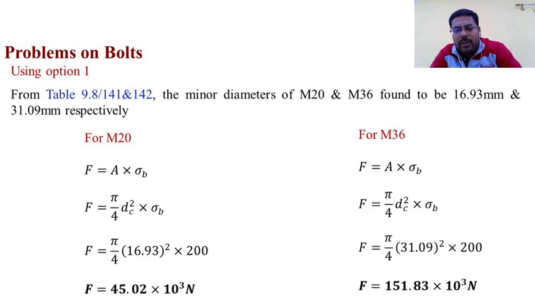The same can be adopted for metric number 36. Therefore F is equal to area into stress, then F is equal to pi by 4 DC square into sigma B. Then find out the value of F. Therefore F is equal to pi by 4 into 31.09 squared into 200. The DC value for metric thread number 36 is in table 9.82 on page number 141 and 142 of the data handbook. You can easily find the core diameter. Therefore F is equal to 151.80 into 10 raised to power 3. Both F values for M20 and M36 we can find here.